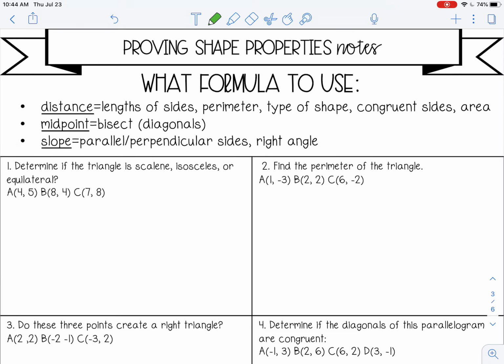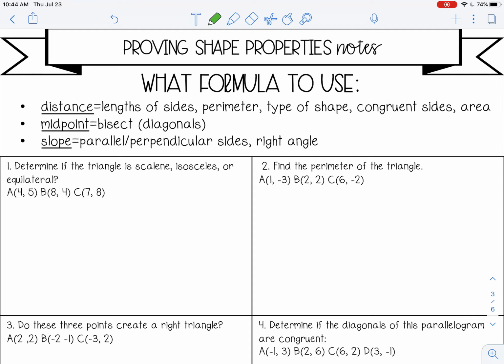Welcome to this lesson on proving shape properties. In this lesson, we are going to be using the different formulas that we have used, distance, midpoint, and slope, to prove properties about geometric shapes. So first you need to determine what formula to use in each problem. So you have a little cheat sheet right below.